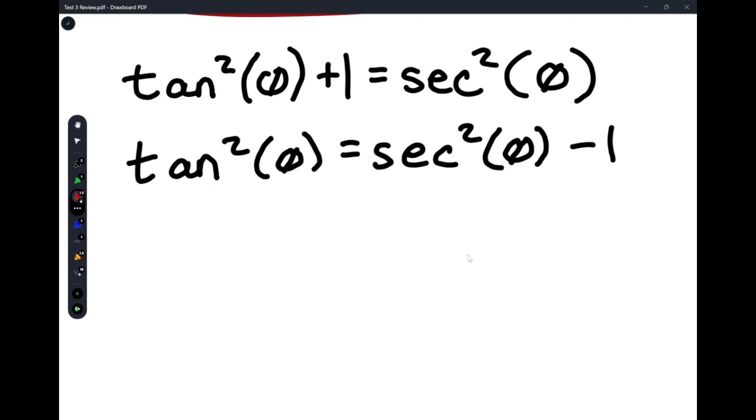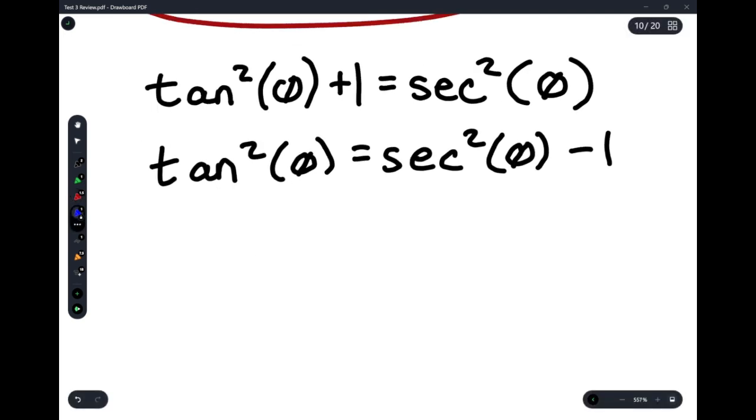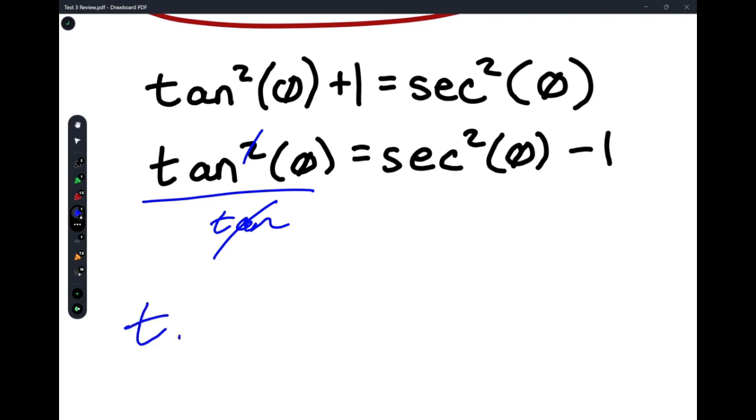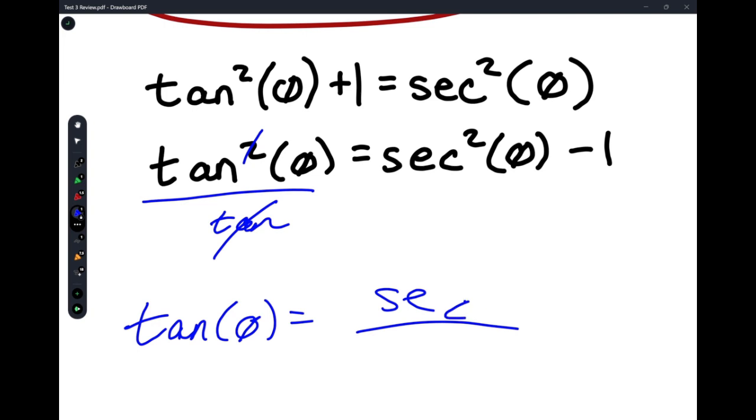Anybody got a thought on how to get tangent by itself? If you want to make your life infinitely harder. Oh, it's not that that's not true. It's that dividing by tangent won't get you there. If you divide by tangent, that'll go away, right? And you will have tangent on the left. But you know what you have on the right now? Secant and tangent. So you don't have tangent in terms of secant. You have tangent in terms of secant and itself.